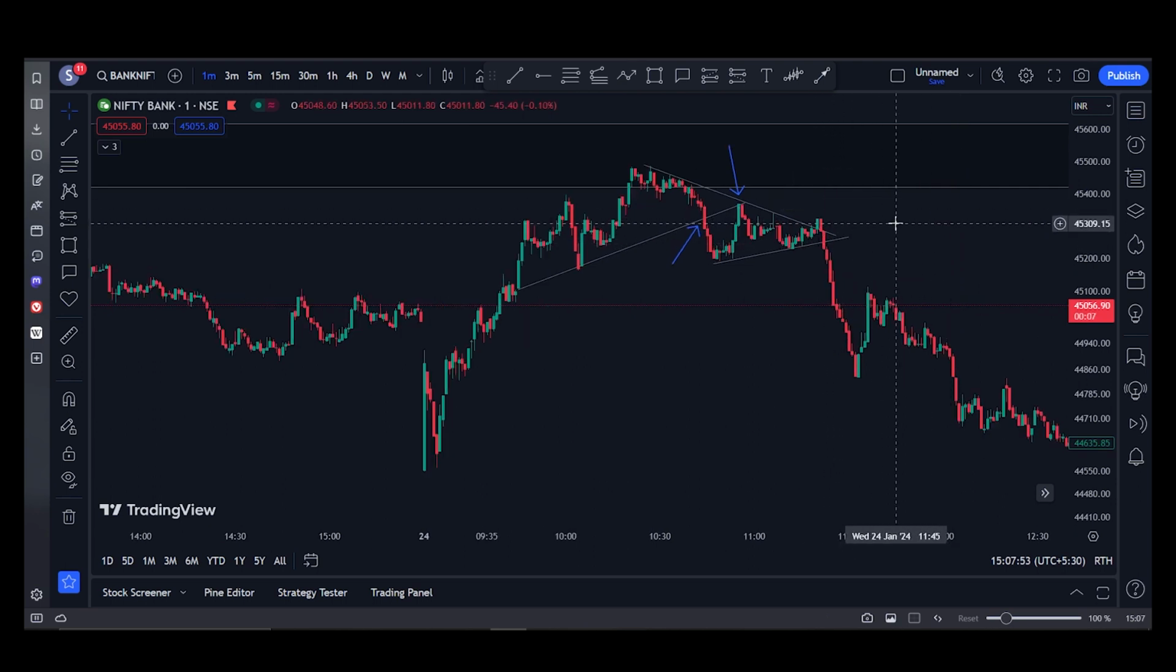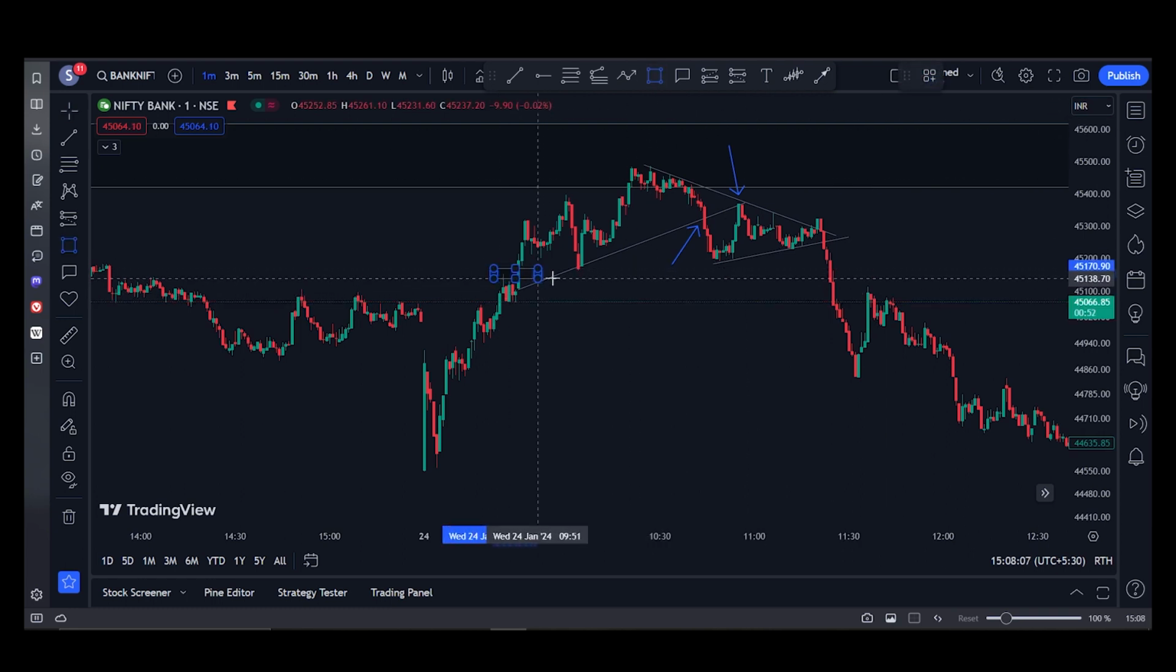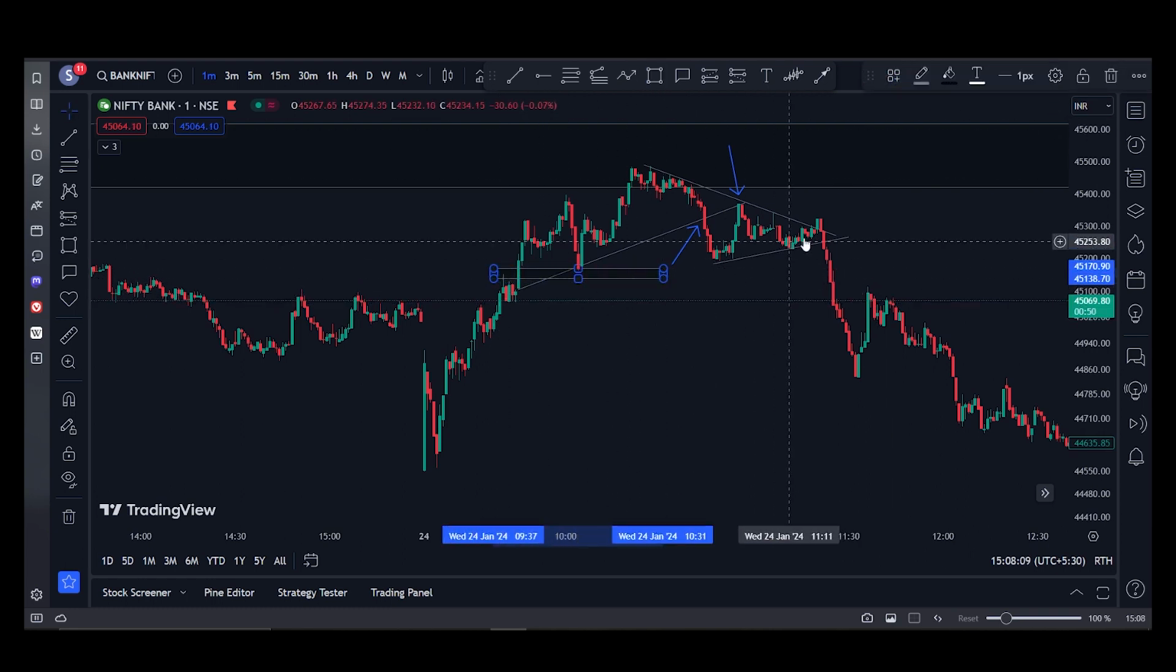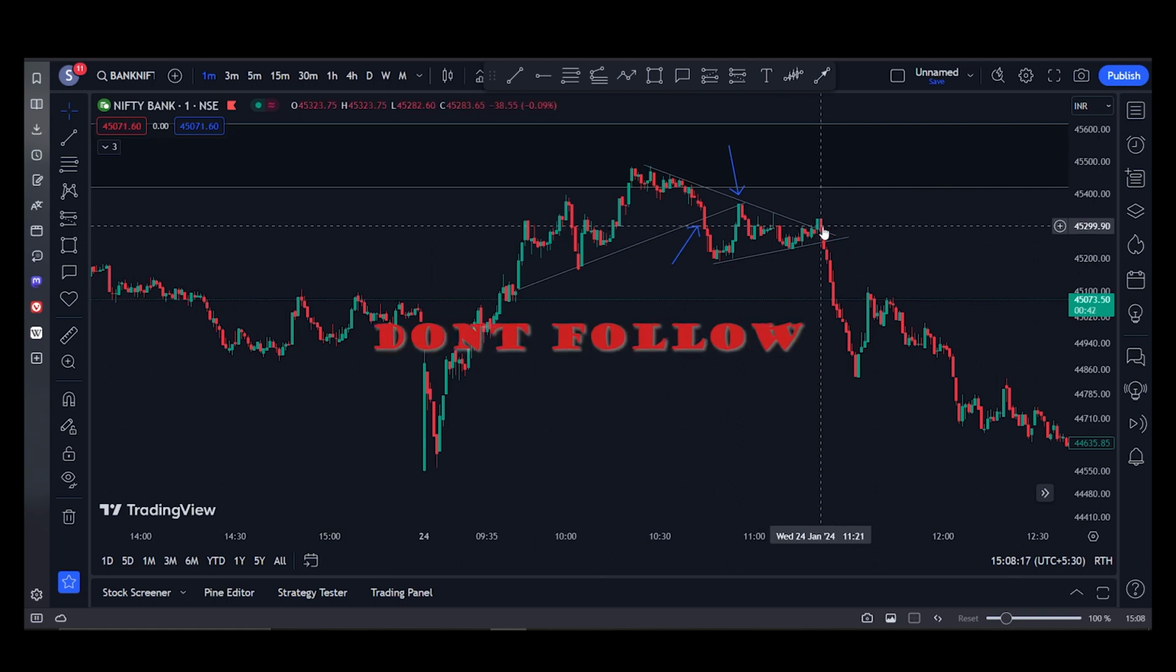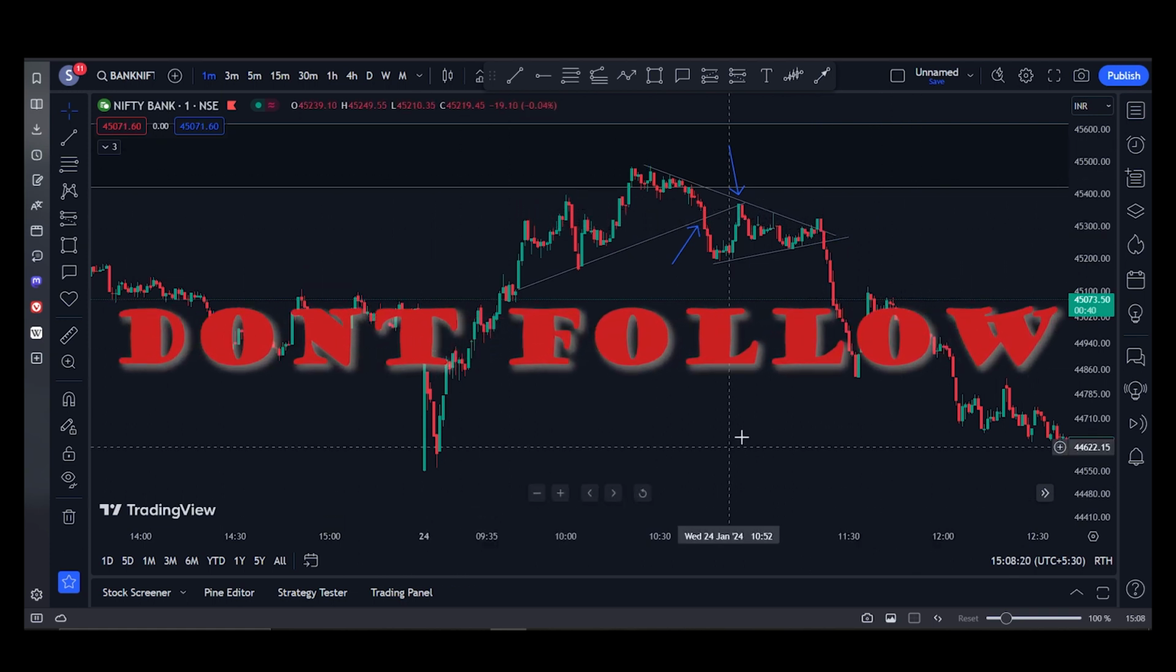The thought process of the majority of retailers would be that the asset today opened gap down, turned bullish, filled the gap which was created, and is continuously making higher highs and higher lows. It didn't even break this swing low to be considered a bearish structure, and after that came a bullish breakout. The majority of the retailers entered here. Long story short, we should not follow this kind of setup.